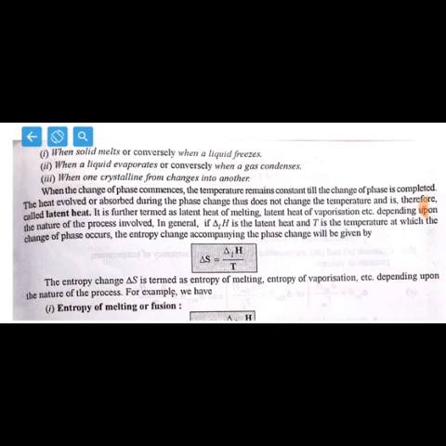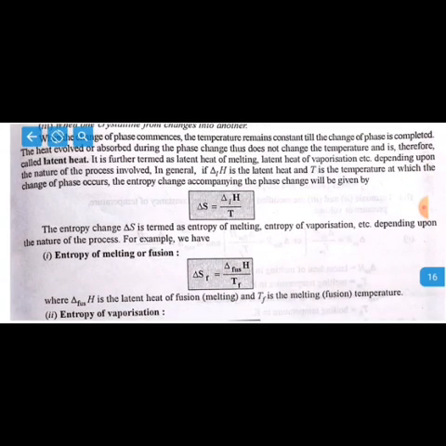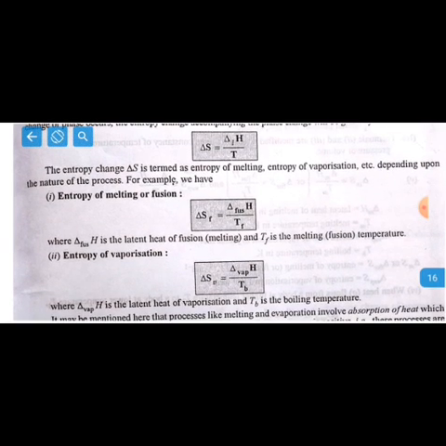It is further termed as latent heat of melting, latent heat of vaporization, etc., depending on the nature of the process involved. In general, if delta LH is the latent heat and T is the temperature at which the change of phase occurs, the entropy change accompanying the phase change will be given by dS is equal to delta LH divided by T. The entropy change dS is termed as entropy of melting, entropy of vaporization, etc., depending on the nature of the process. For example, we have entropy of melting or fusion. Delta S_F is equal to delta fusion H divided by T_F, where delta fusion H is the latent heat of fusion (melting) and T_F is the melting (fusion) temperature.